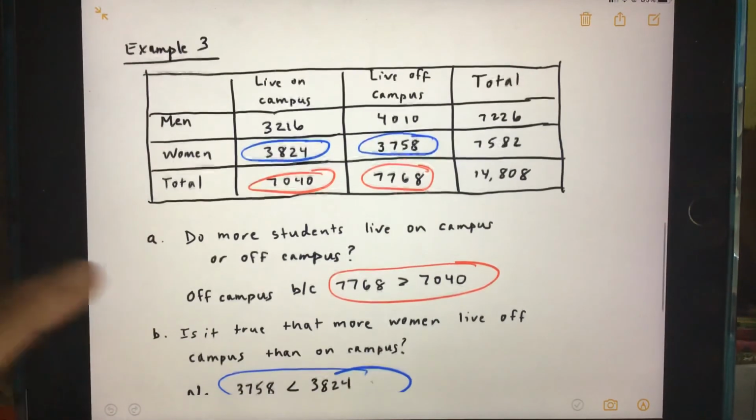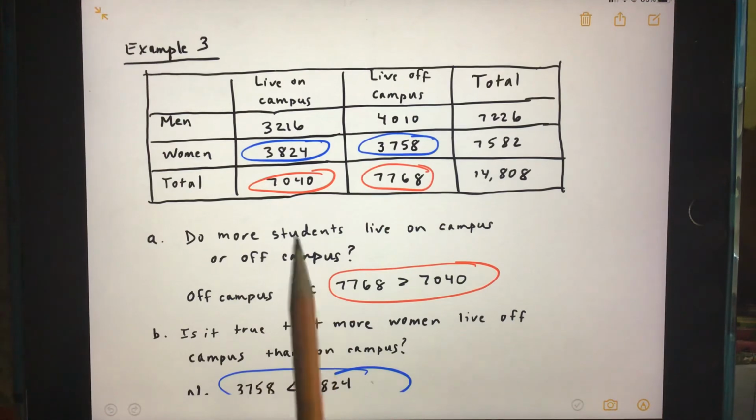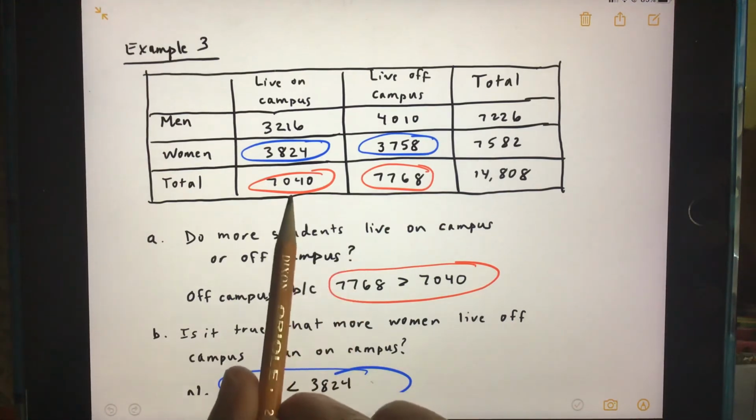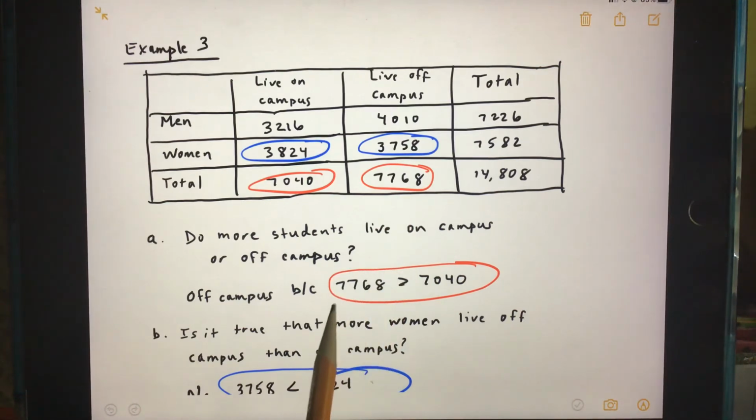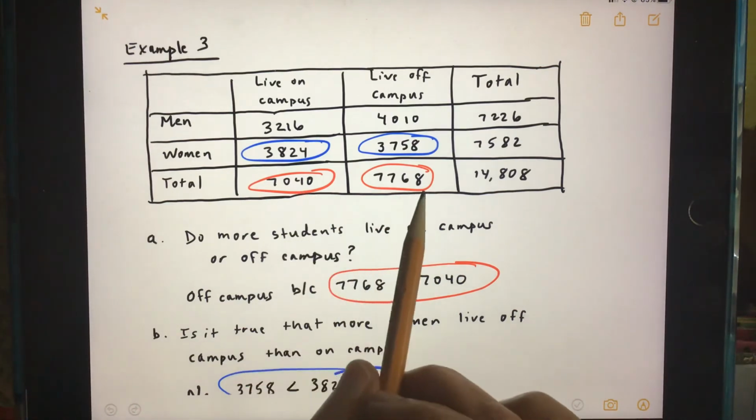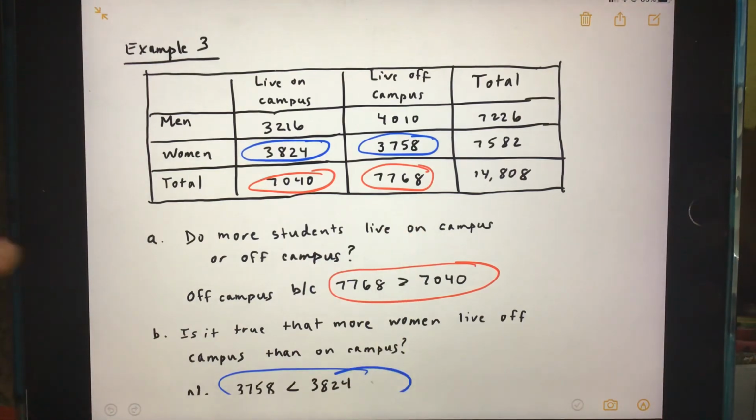Do more students live on campus or off campus? Well, we're looking at the total that live on campus, 7,040 compared to those that live off campus. And since 7,768 is greater than 7,040, we're going to say there are more people who live off campus.